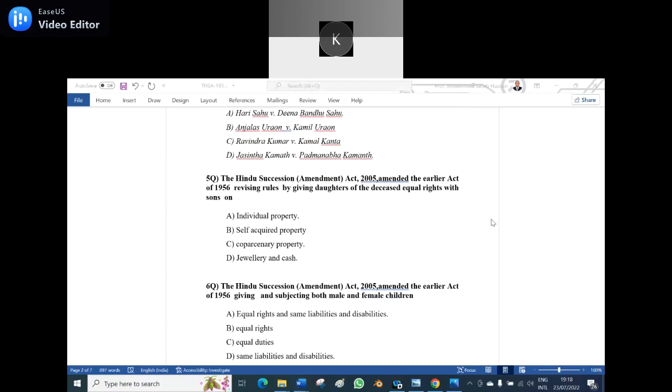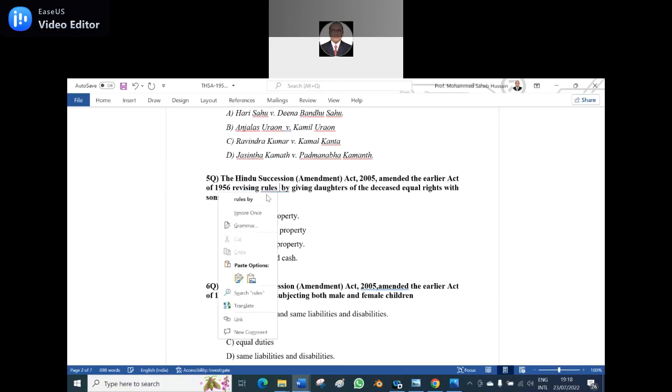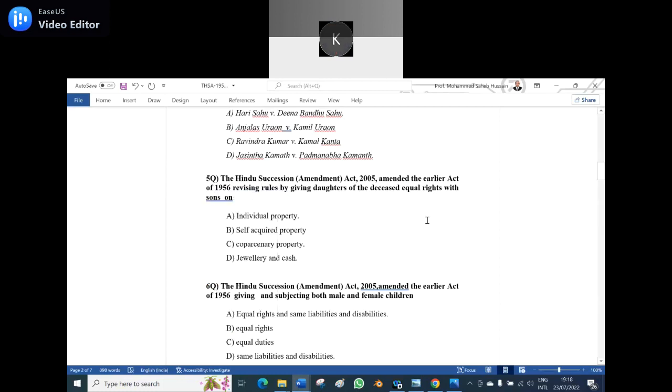Fifth question: the Hindu Succession Amendment Act 2005 amended the earlier Act of 1956, revising rules by giving daughters of the deceased equal rights with sons on A. individual property, B. self-acquired property, C. coparcenary property, D. jewelry and cash. Option C is the correct answer, coparcenary property.